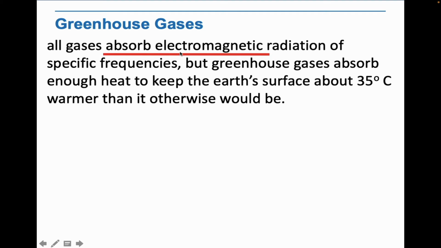All gases absorb electromagnetic radiation at a specific frequency, but the greenhouse gas is the one that absorbs enough energy to keep the Earth's surface about 35 degrees warmer. So the greenhouse gas is the one that actually changes the temperature.